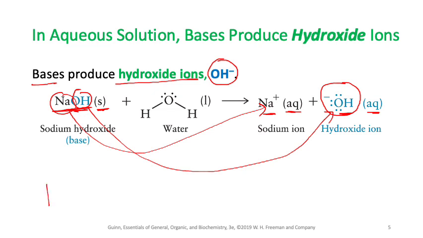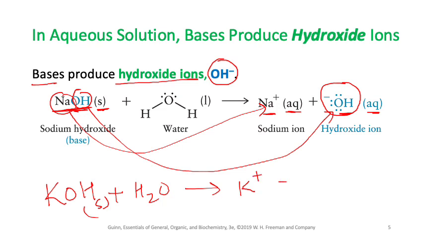For example, one more compound, potassium hydroxide, KOH. When you dissolve it in water, if this is a solid, what's going to happen? You will get K+ ion and OH- ion, and the state will be aqueous, (aq). And then we can say potassium hydroxide is a base. Why? Because after dissolving in water, it's giving out the hydroxide ion as a product, right?